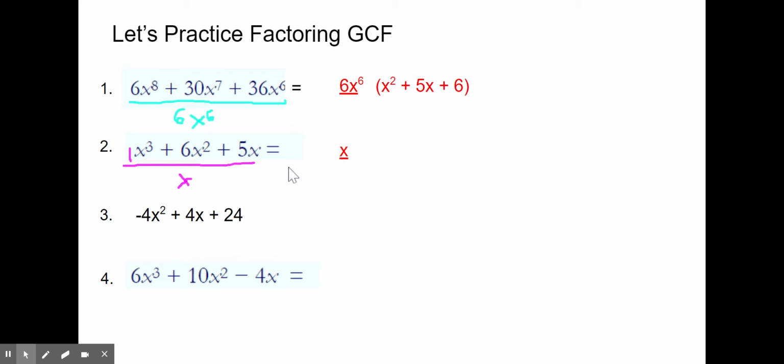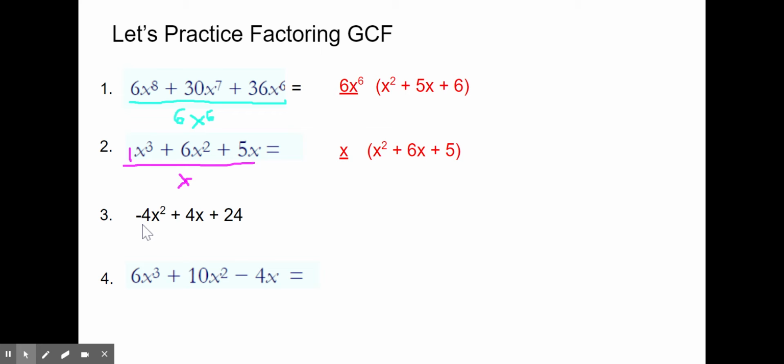So first we write our GCF of x, and then in our resulting parentheses, we're left with x squared, 6x rather, and 5. 5 is a constant. Notice how the x is canceled out.